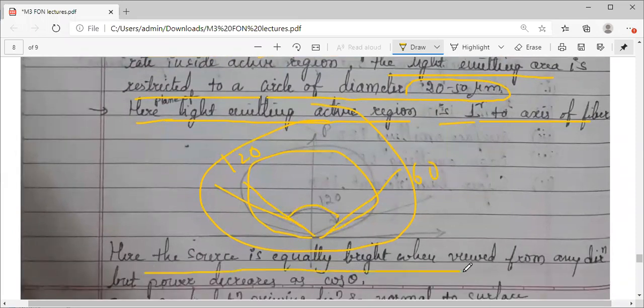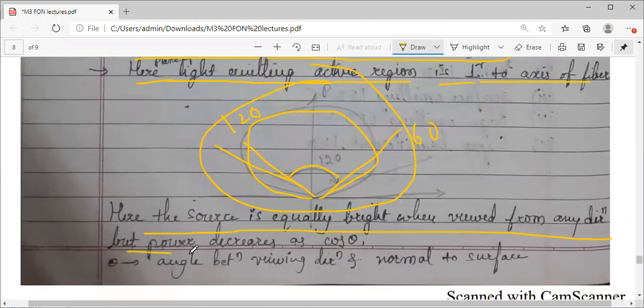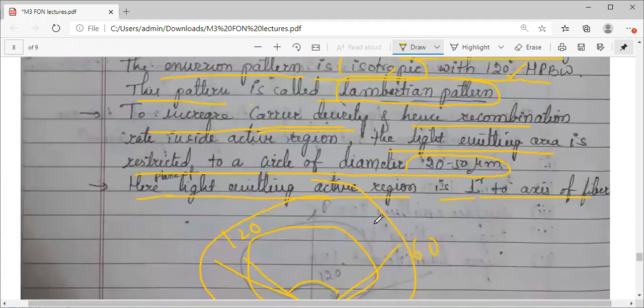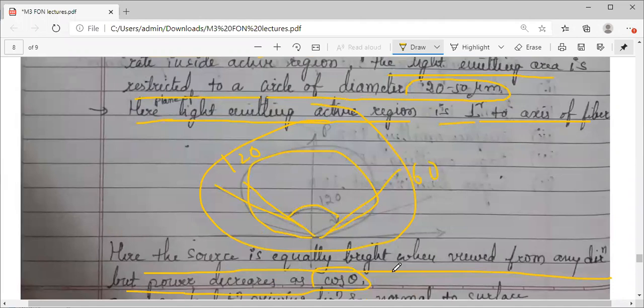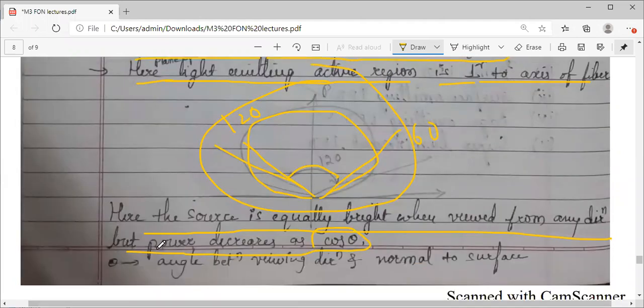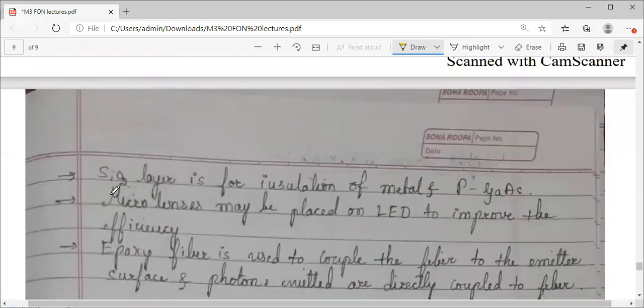Here the source is equally bright when viewed from any direction. So it is isotropic. However, the power decreases as cos theta. This is a Lambertian pattern. What will happen in this? You have the brighter source and the brightness is equally divided. Okay, it is isotropic. It radiates uniformly in all directions. However, obviously, as the distance goes, the power decreases as cos theta. Okay, theta is the angle between the viewing direction and the normal to the surface.